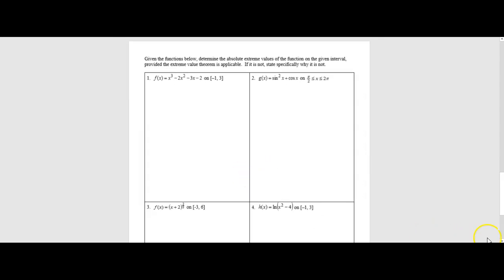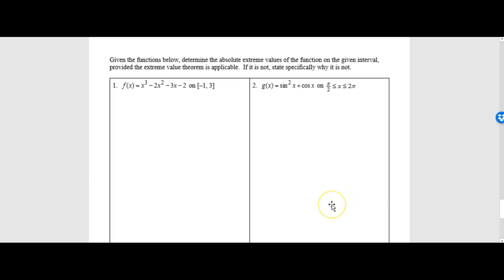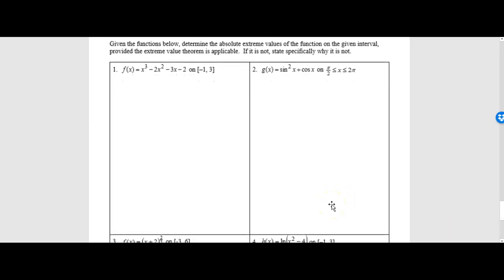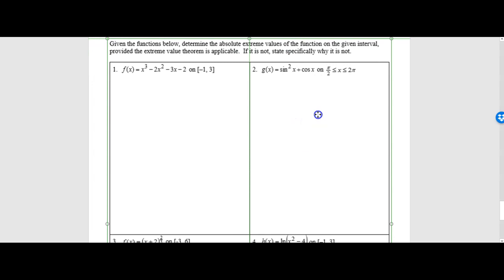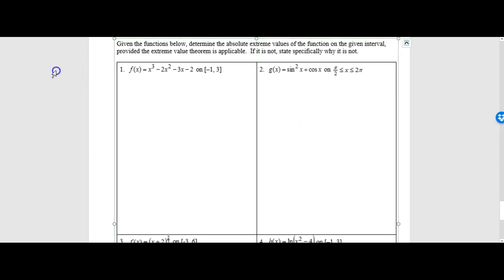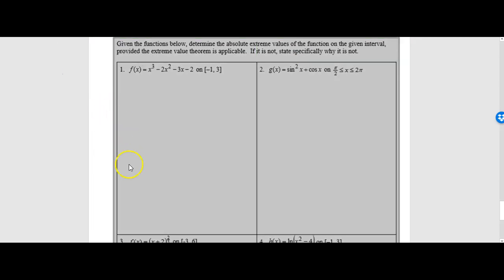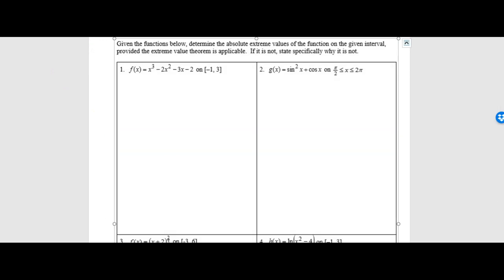It says, given the functions below, determine the absolute extreme values of the function on the given interval, provided the extreme value theorem is applicable. If it is not, state specifically why it is not. So we're going to look at number 1. Well, we can think about whether the function is continuous on -1 to 3. And it is a polynomial function, so it is going to be continuous.